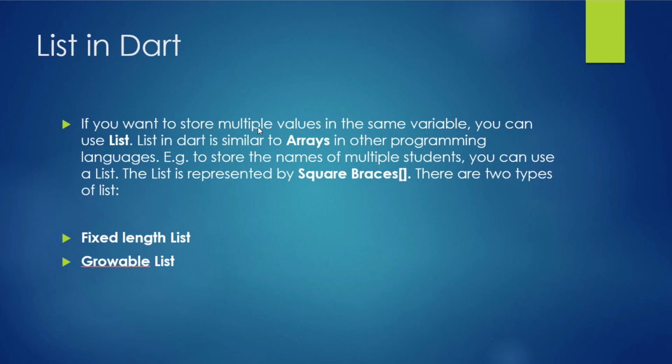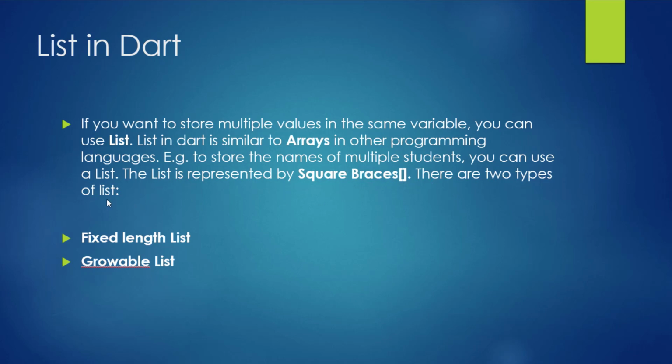If you want to store multiple values in the same variable, you can use a list. A list in Dart is similar to arrays in other programming languages. For example, to store the names of multiple students, you can use a list. The list is represented by square braces.